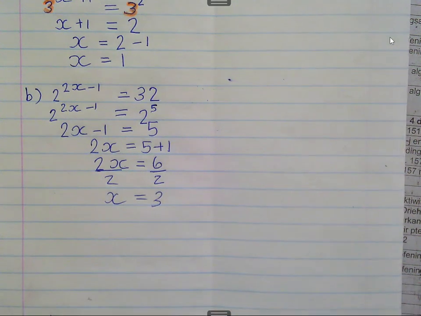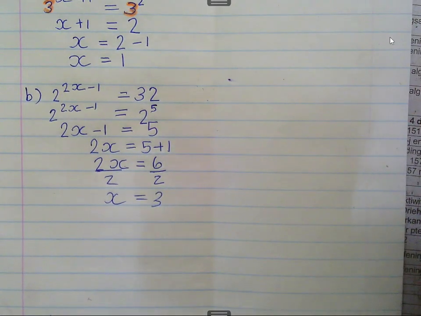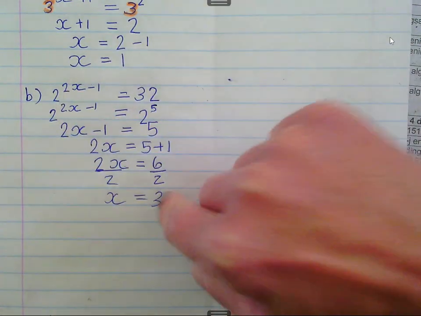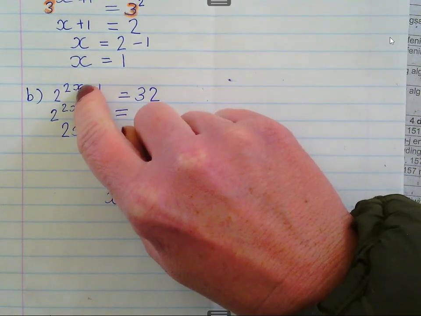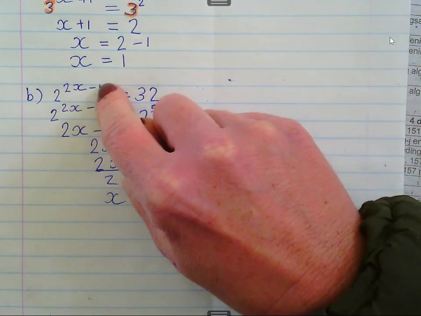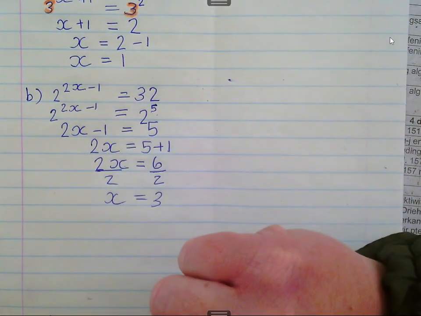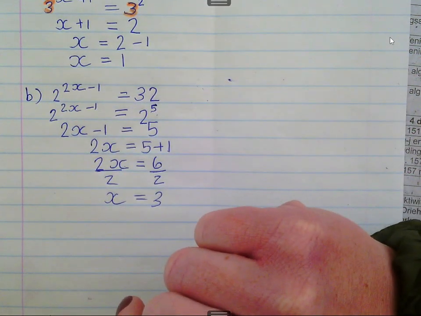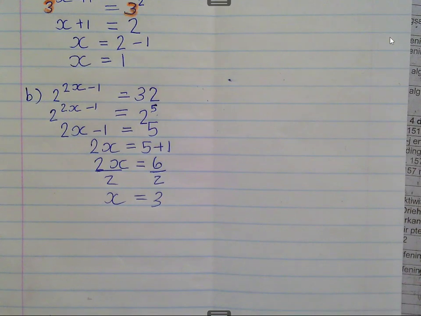And let me just show you how it works. You can always test your answers once you've calculated them with an equation. You are saying the answer is 3. 2 times 3 is 6, minus 1 is 5. 2 to the power of 5 is 32. Okay. Right. These are the ones that we have seen a bit.